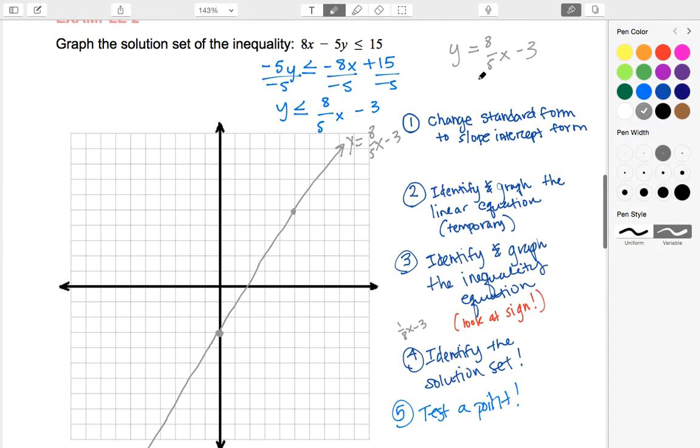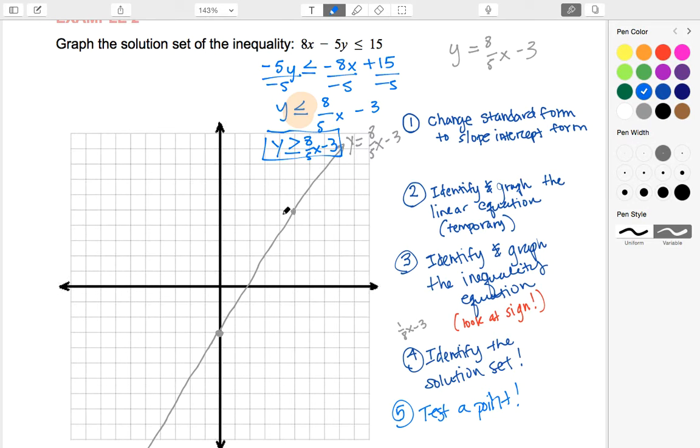Okay, but what's interesting about this, and we look back, so identify the graph and inequality of the equation, so look at the sign. So this is y. Oh, key thing about this, I forgot to do this. So here, recall when we divide by negative, we have to change this sign, right? So right here, you want to make sure that this changes, so it becomes y is greater than or equal to 8/5 x minus 3. Okay, so that's our new equation.